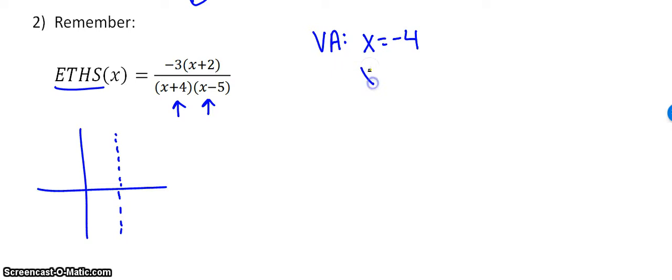So I have two vertical asymptotes. One is at x equals -4, and one is at x equals 5. So they might look something like this. Okay. Now, I would need to find my zeros and my horizontal asymptote as well.